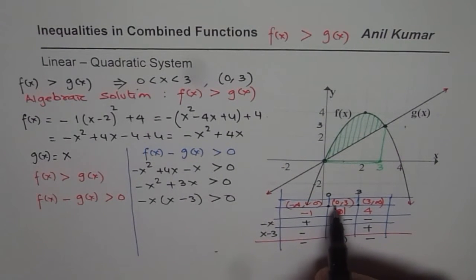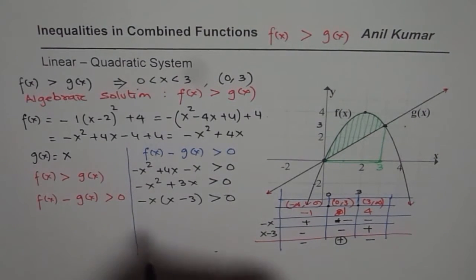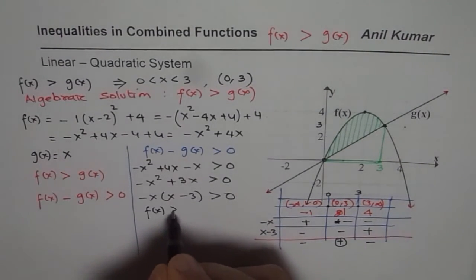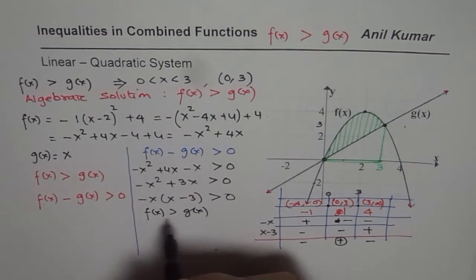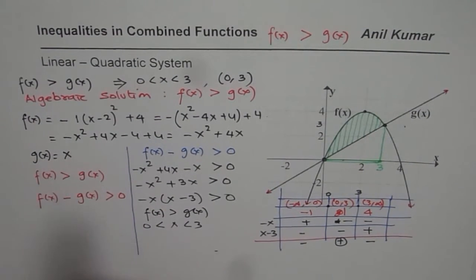Therefore, in the interval 0 to 3, f of x is greater than g of x. Correct? So we get our solution that f of x is greater than g of x when x is between 0 and 3. Correct? So the same answer as is shown in the graph.